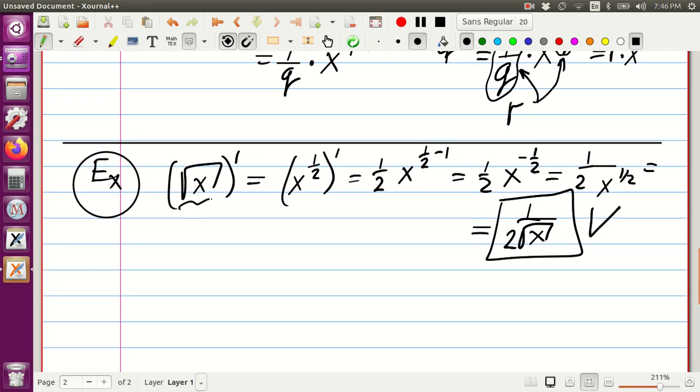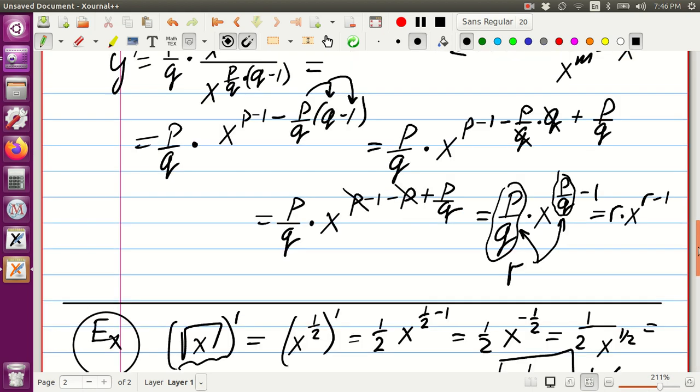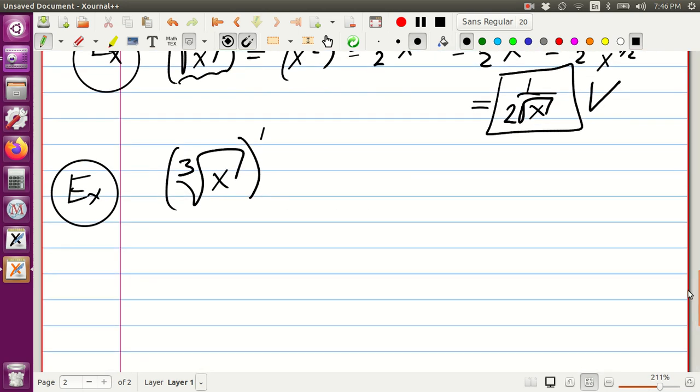Again, it's not really helpful in this example because we already knew the answer, but how about this example with a cube root of x? So if we want to find the derivative of cube root of x, we can either go by definition, but if you remember that's really hard, or we can rewrite cube root of x as x to the 1/3.